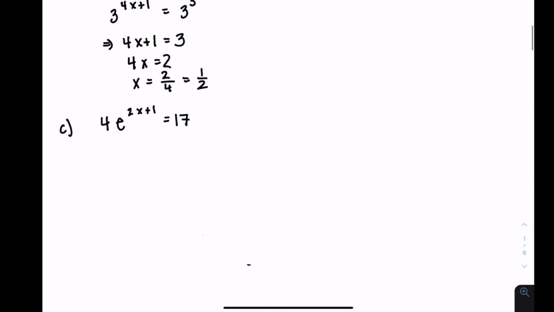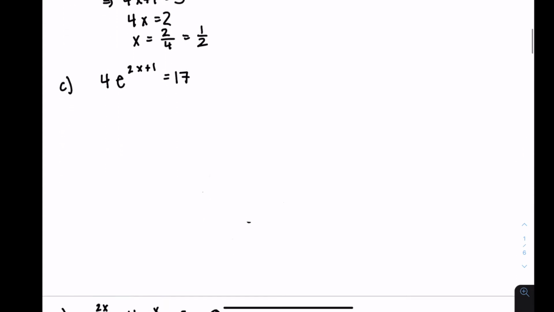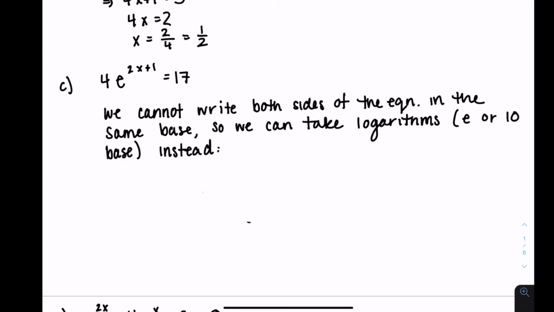Now in this next example, we run into a bit of an issue because I've got base e on one side and I've got 17 on the other. So there's going to be no way I can write them with exactly the same base. So instead what we're going to do is we're going to take logarithms, and that's going to allow us to get an exact answer and also a decimal approximation if you plug it into your calculator. But our directions told us to solve each equation exactly, so I don't want to plug into a calculator.